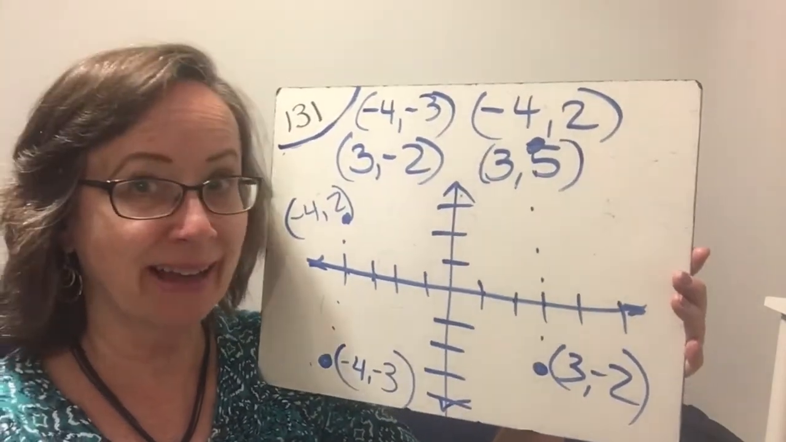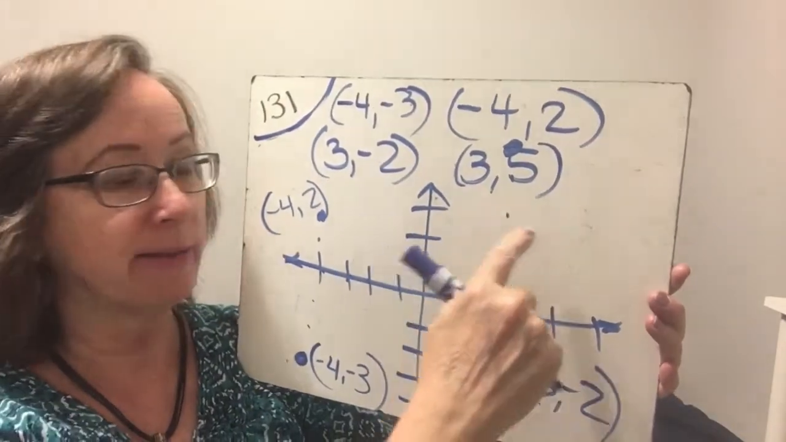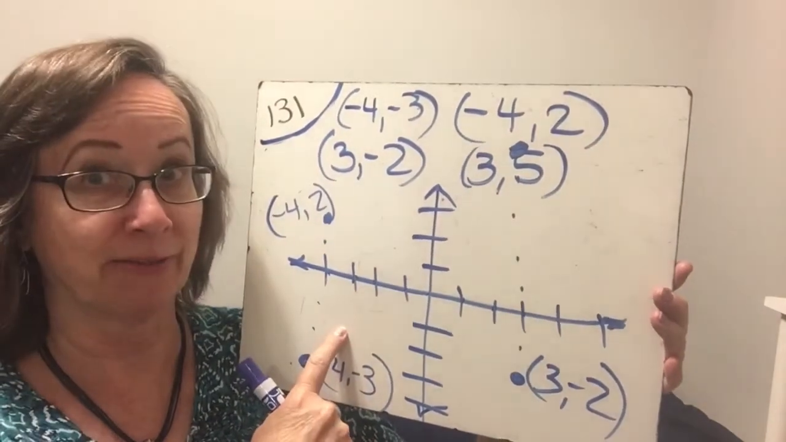And we are done. Remember quadrant 1, quadrant 2, quadrant 3, quadrant 4. This is your positive, positive. This is your negative, positive. This is your negative, negative. And your positive, negative.